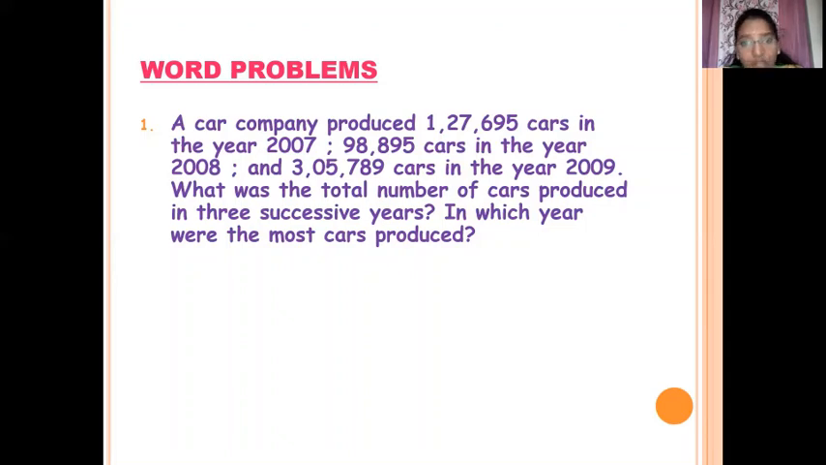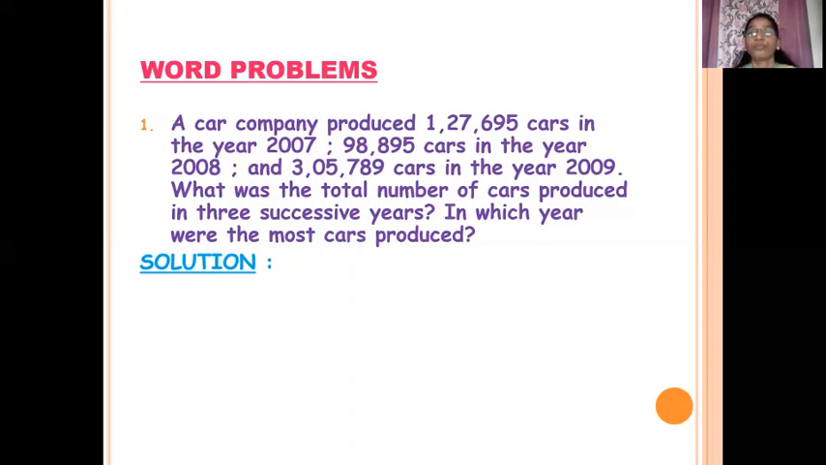In which year were the most cars produced. So what did you understand by the question? You have been given the data, that is, in the year 2007, 1,27,695 cars were produced. Similarly, in 2008 and 2009, you have been given the number of cars produced. You have to find the total number of cars produced in all the 3 successive years.